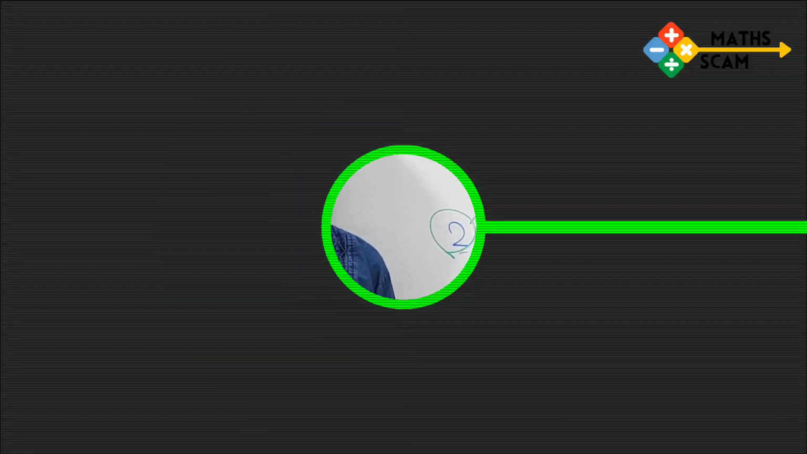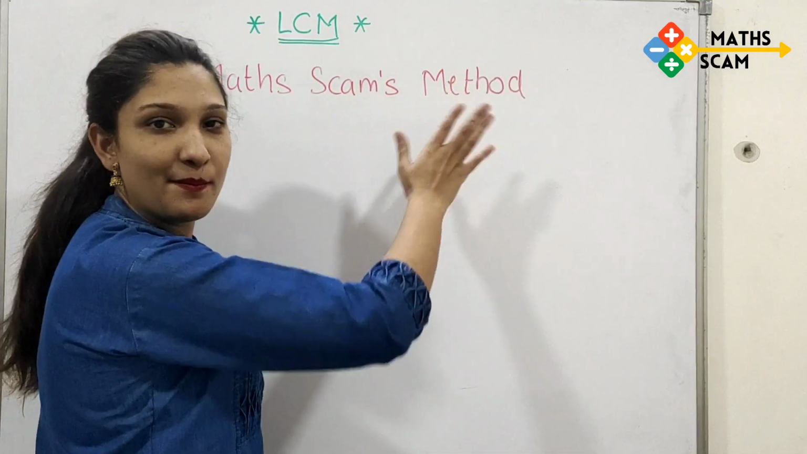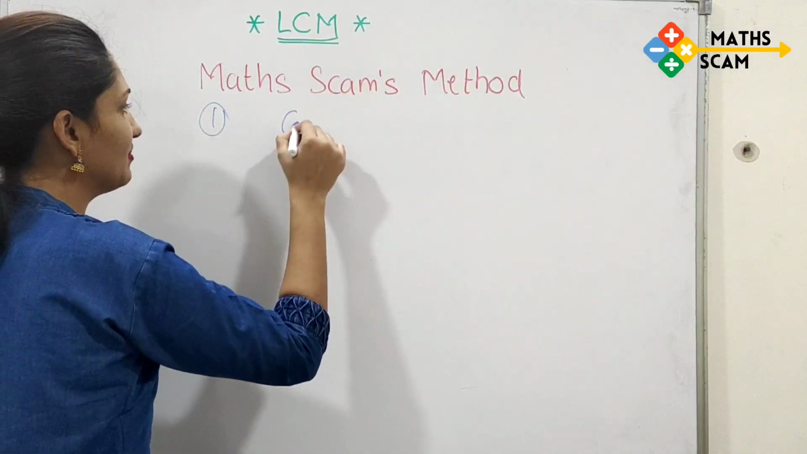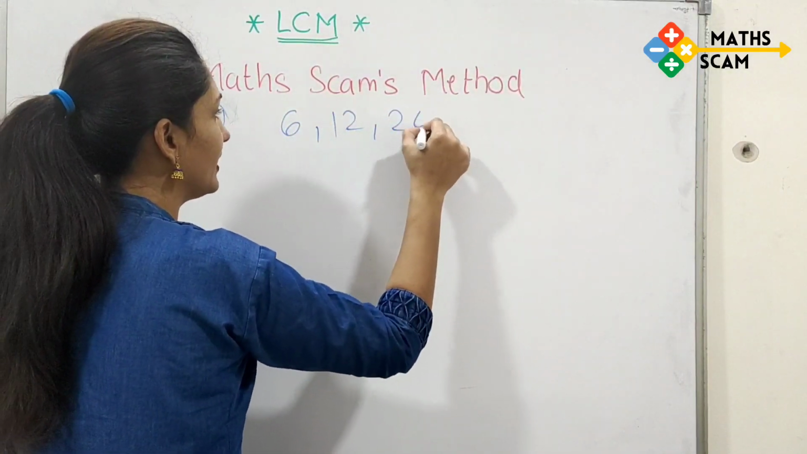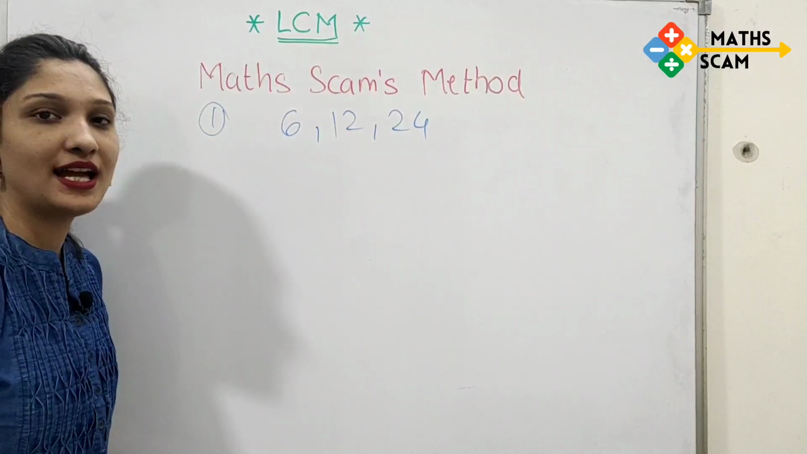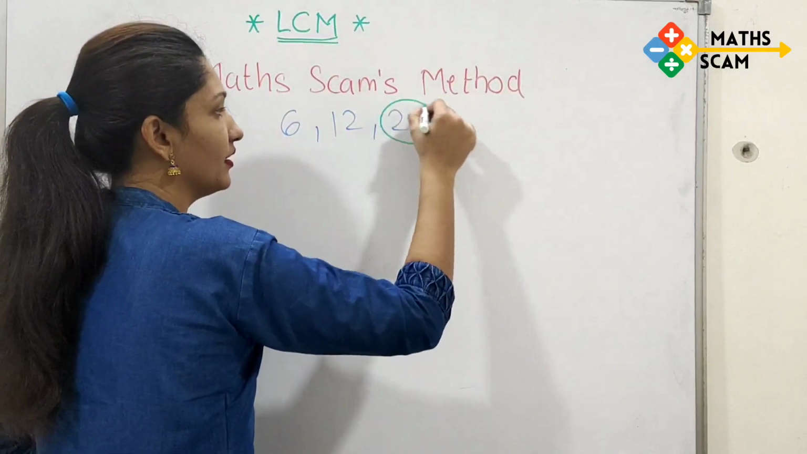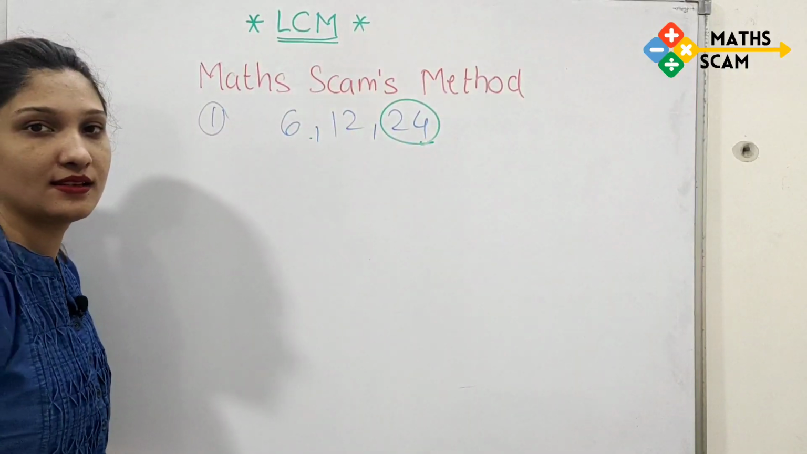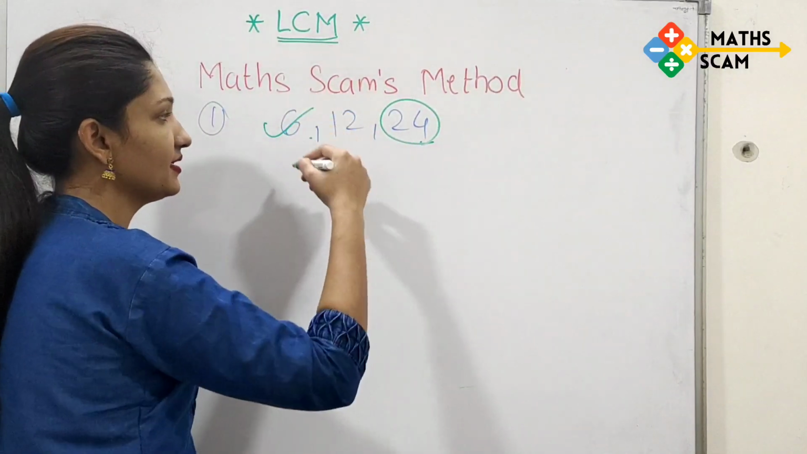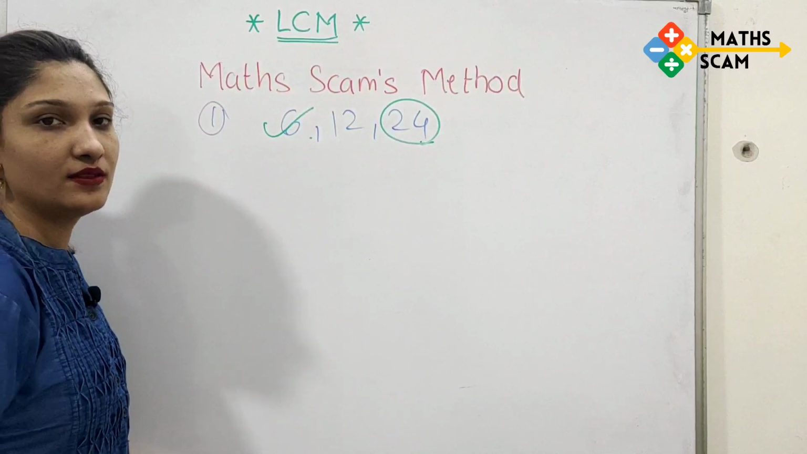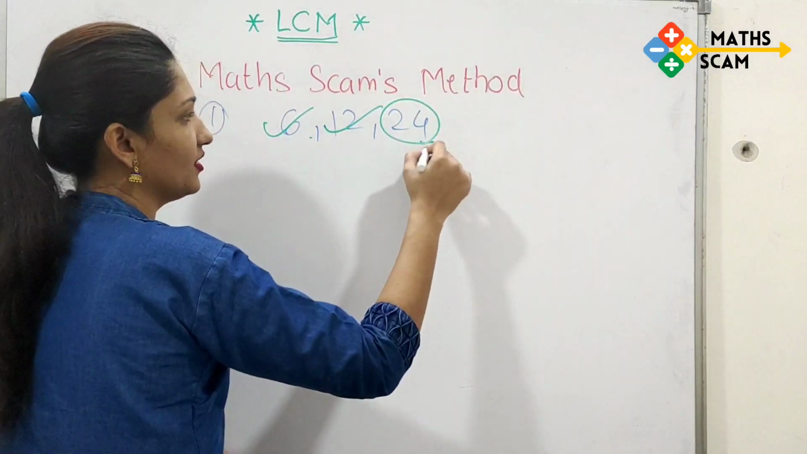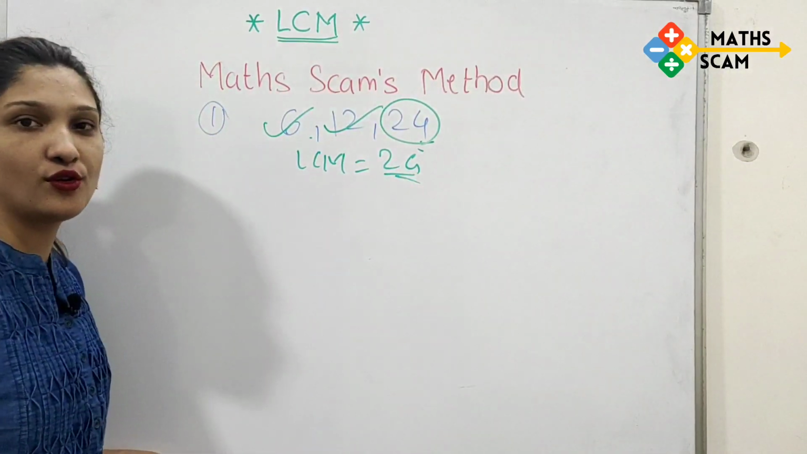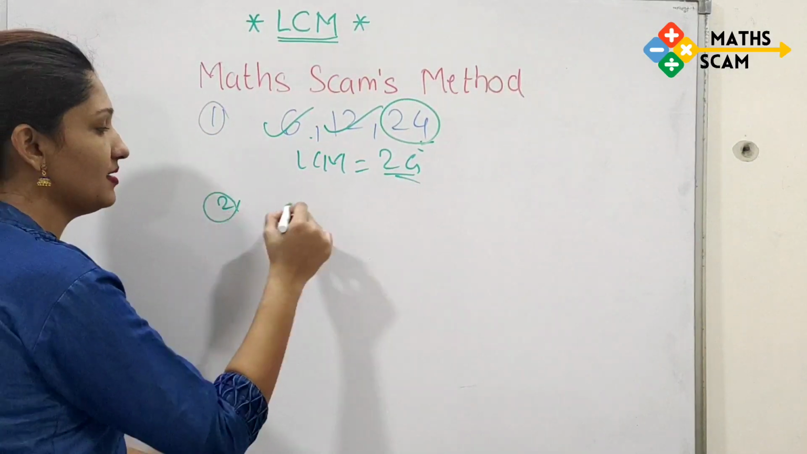Got that? So now we'll see MathCamp's method with examples. Okay. So first example is 6, 12, 24. Which is the larger number? 24. Okay, can we divide 24 by 6? 6 4s are 24, yes. Can we divide 24 by 12? 12 2s are 24, yes. So LCM is 24. One more example.